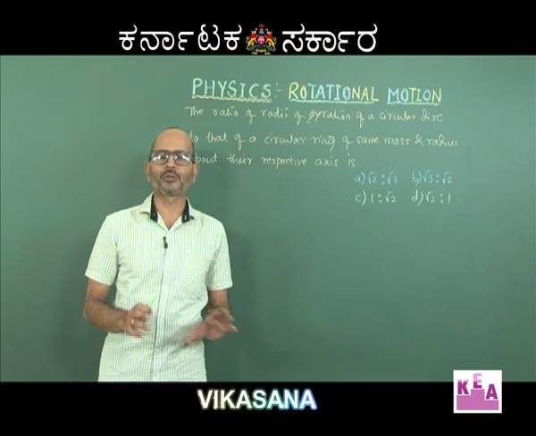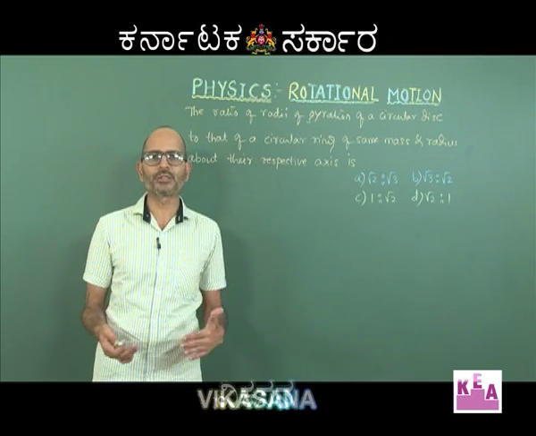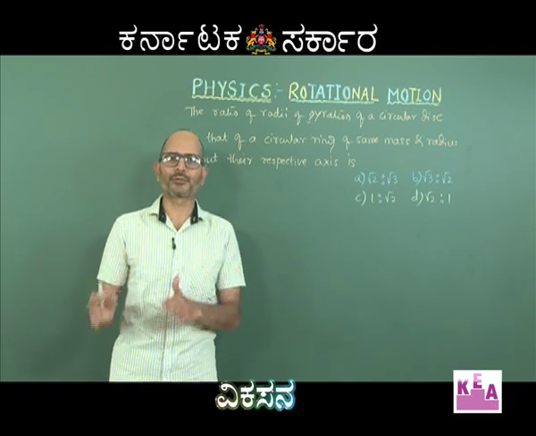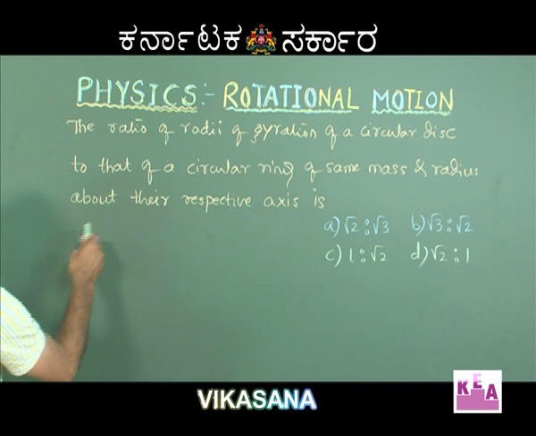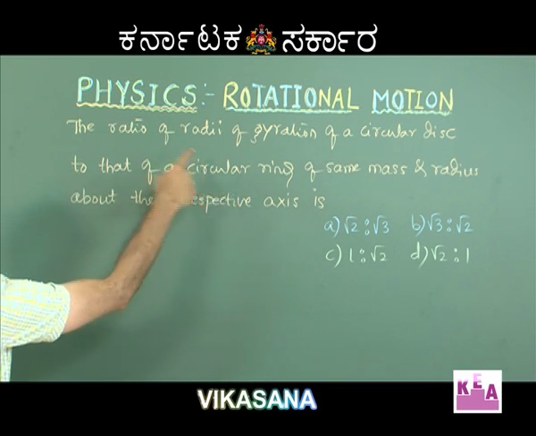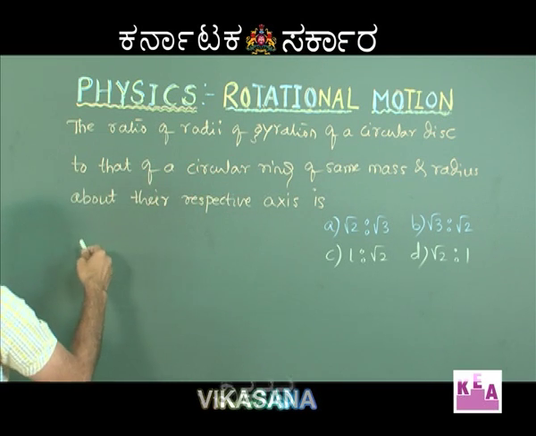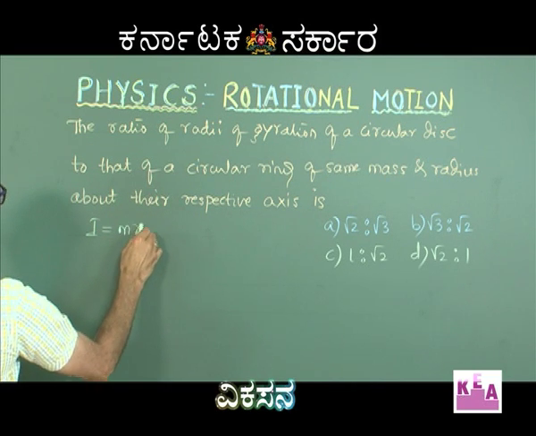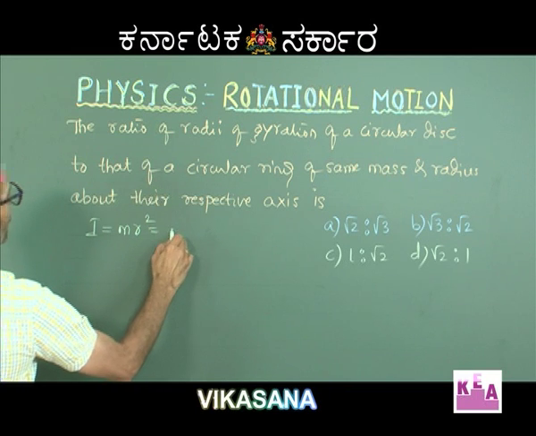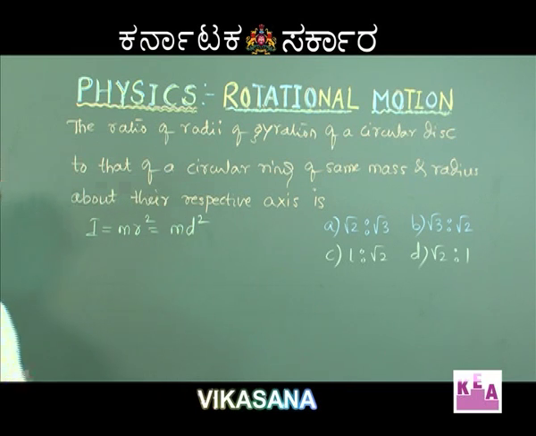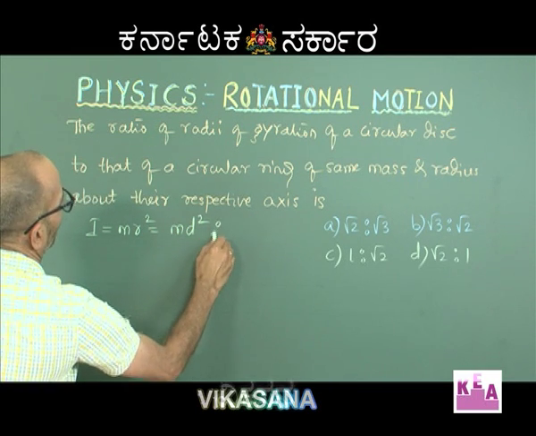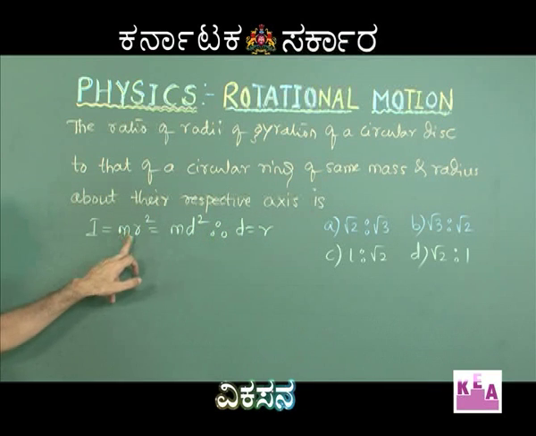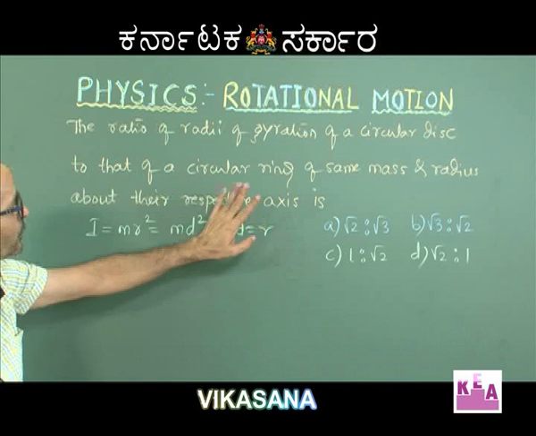So, we will write the moment of inertia about these two axes for the two given bodies and equate them to m d square. So, we will get the value of radius of gyration for both. Let me first write the radius of gyration for the circular ring. What is the moment of inertia of a circular ring? It is m r square. So, I equal to m r square, and that I am going to write as m d square. So, m gets cancelled and you get d equal to r. So, the radius of gyration of a circular ring is equal to the radius of the ring.